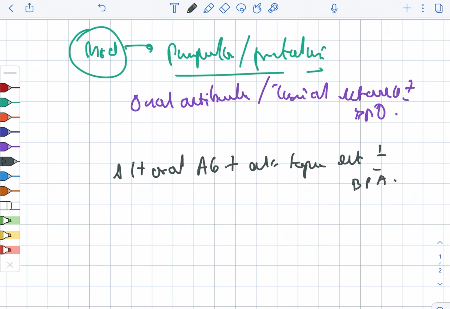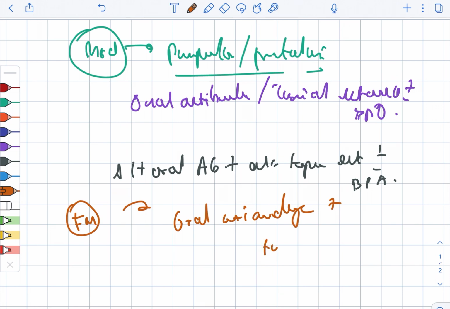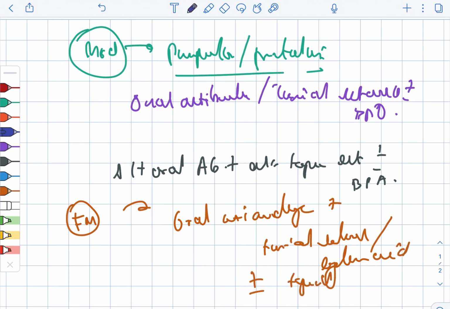Now alternative for females. Females is the oral anti-androgen along with the topical retinoid or the azelaic acid plus or minus the topical antimicrobials.